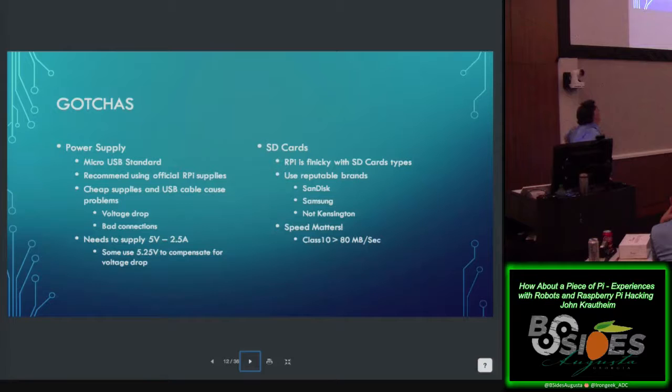And if it drops below 5 volts, it would start drawing two and a half amps. It causes the Raspberry Pi to not behave properly, and then you can get bad writes to your SD card, and then the whole system kind of dies. So even though it is a micro USB standard, I recommend you use the official Raspberry Pi power supplies. They're by Adafruit, they're about $8.